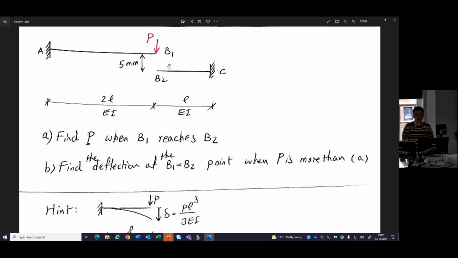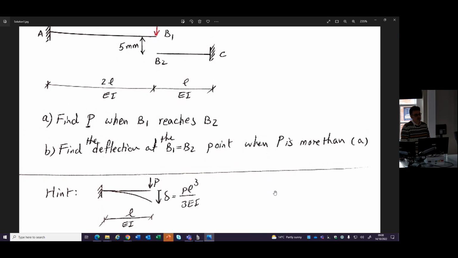But when B1 reaches B2, and if you start to increase P, they both together start going down, and they act as a unique structure together, right? So I want to find P when B1 reaches B2, the coincidence where these two reach each other.